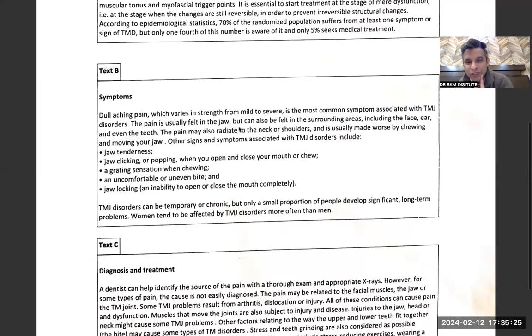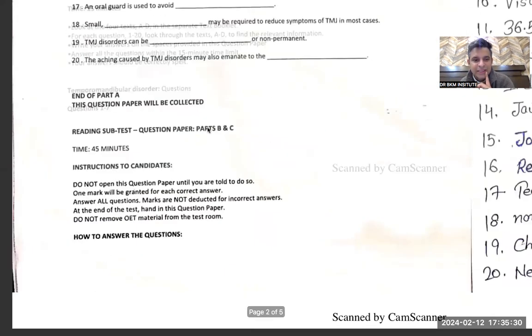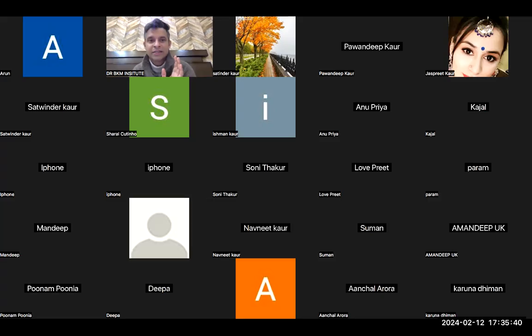Now I can say the word "to" and the word "may". And now I will take this chance. If it is given something caused by TMJ, may also to the, this is a preposition, neck or shoulder. Now these are my answers.